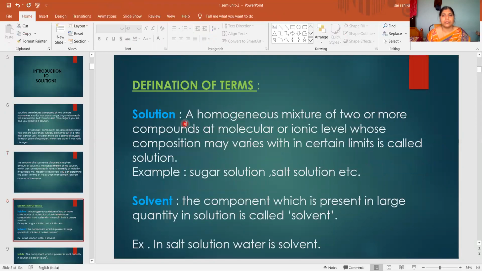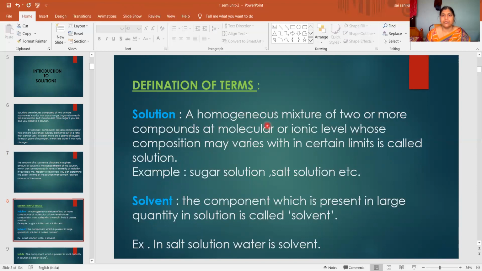Next, we come to definitions of the terms. What is a solution? It is a homogeneous mixture of two or more compounds at molecular or ionic level whose composition may vary within certain limits. It is a homogeneous mixture.